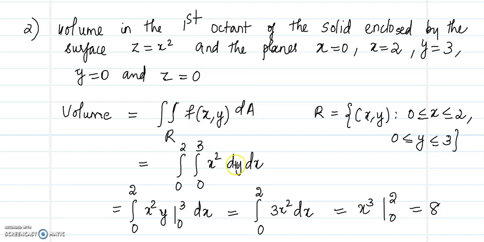Now first we have to integrate with respect to y. So x square will be considered as a constant. So integral of x square will be x square y, applying the limits from 0 to 3. So this can be simplified to 3x square. So now this will be an integral with respect to x. Upon integrating, we will get x cube, from 0 to 2, and on applying the limits, we will get the required volume as 8.